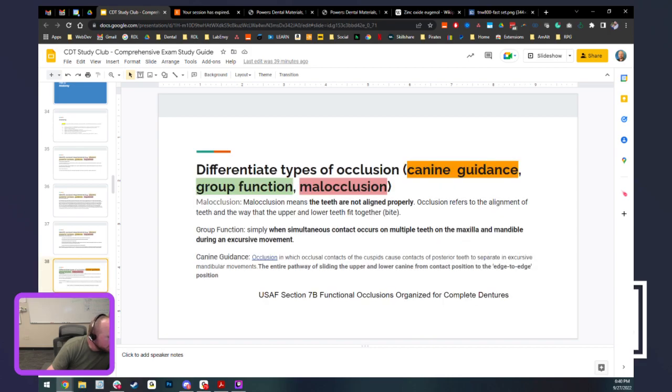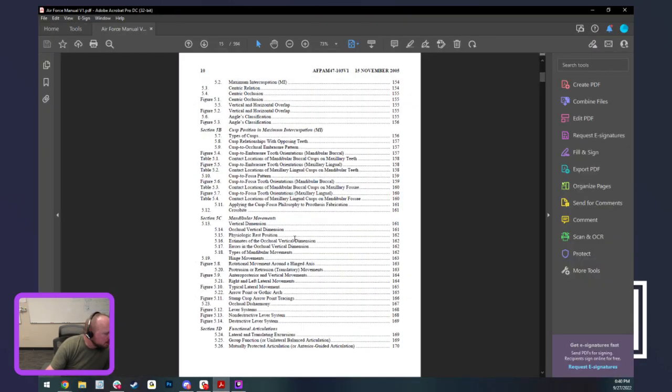But this is where I got sideways last week. So I'm going to go ahead and pull this up. I'm going to say mandibular movements, cusp position. Man, I need some chapstick.